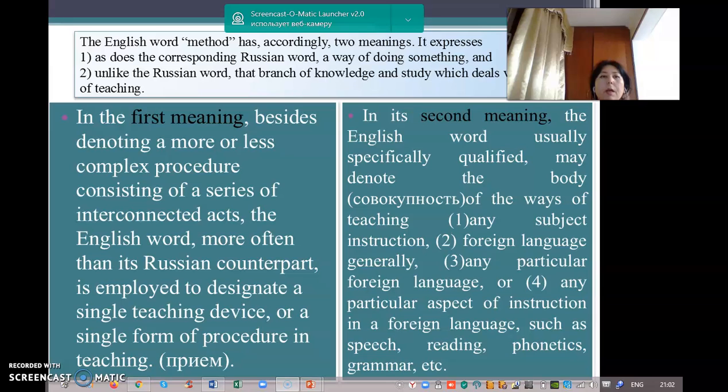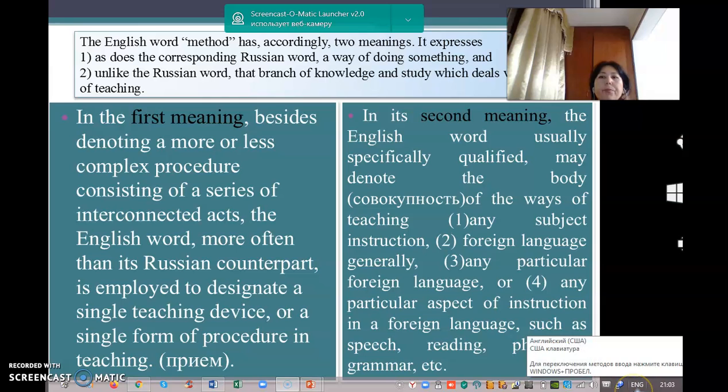It expresses, as does the corresponding Russian word, a way of doing something, and unlike the Russian word, the branch of knowledge and study which deals with ways of teaching. In the first meaning, besides denoting a more or less complex procedure consisting of series of interconnected acts, the English word more often than its Russian counterpart is employed to designate a single teaching device or a single form of procedure in teaching.